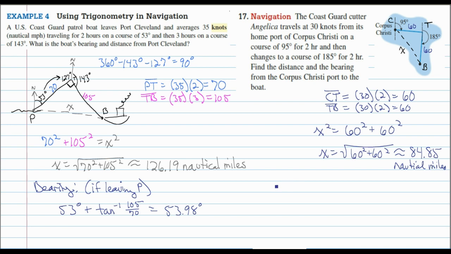Then the bearing from C, which is Corpus Christi. If you remember from back in geometry, this is a right isosceles triangle. So since this is a 90-degree angle, we have 45-degree angles each here. So the bearing from Corpus Christi is 95 degrees plus that 45 degrees, which is a total of 140 degrees.